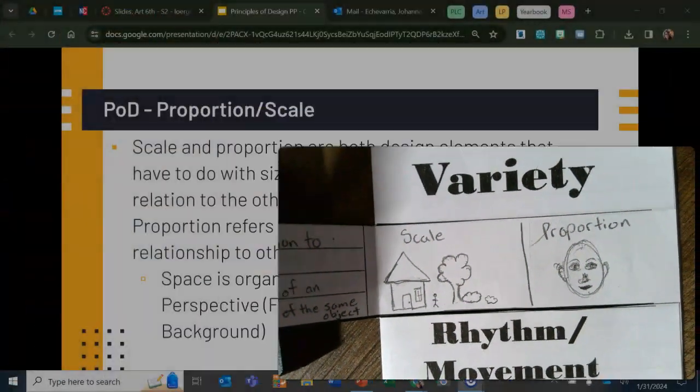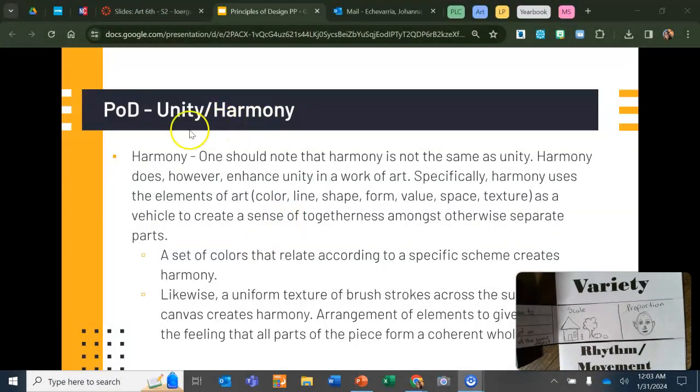Okay? So your next one is unity and harmony. One should note that harmony is not the same as unity. Harmony does, however, enhance unity in a work of art. Especially, harmony uses the elements of art, color, line, shape, form, value, space, texture, as a vehicle to create a sense of togetherness among otherwise separate parts. A set of colors that relate according to a specific scheme creates harmony. Likewise, a uniform texture of brush strokes across the surface of a canvas creates harmony. Arrangement of elements to give the viewer the feeling that all parts of the piece form a coherent whole.